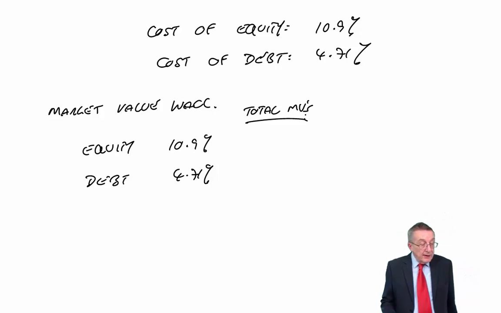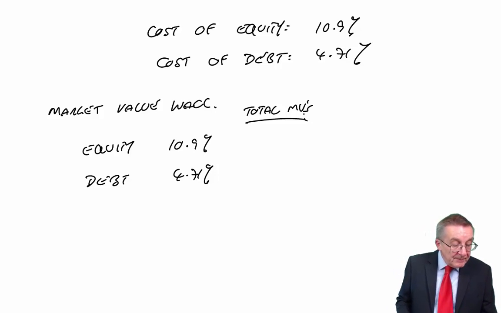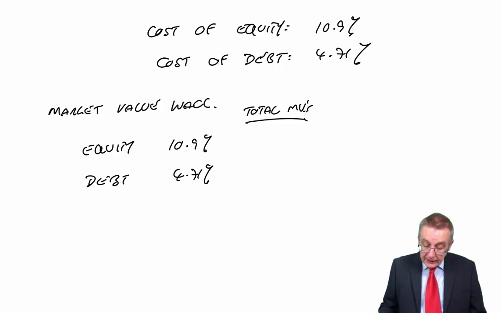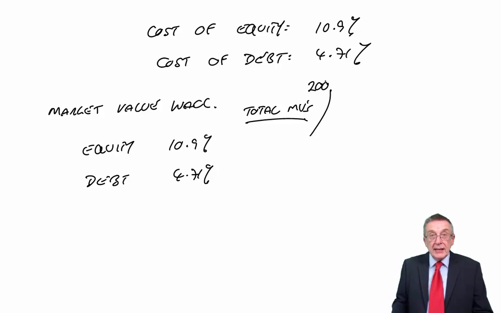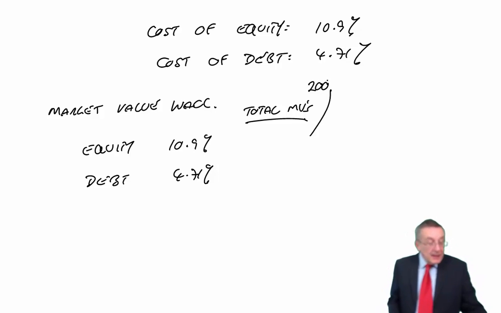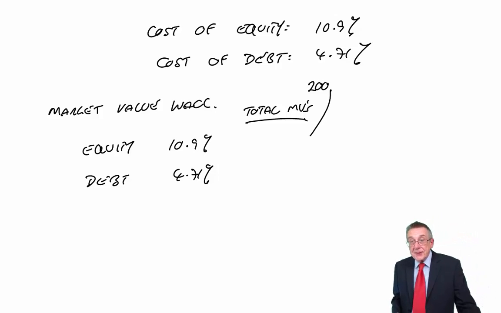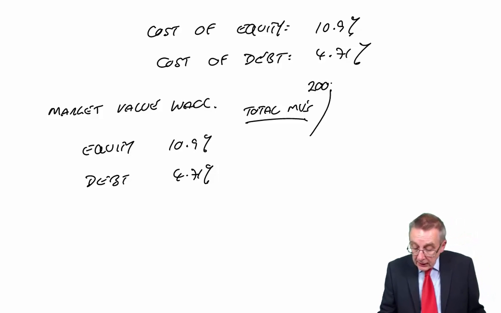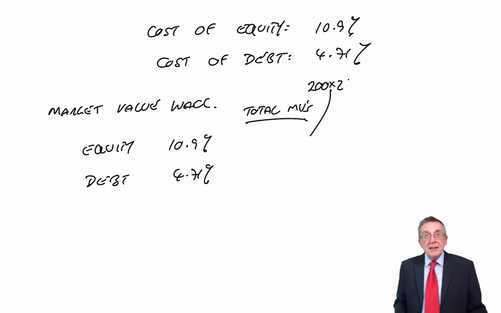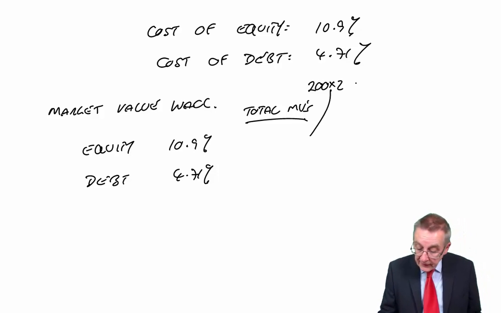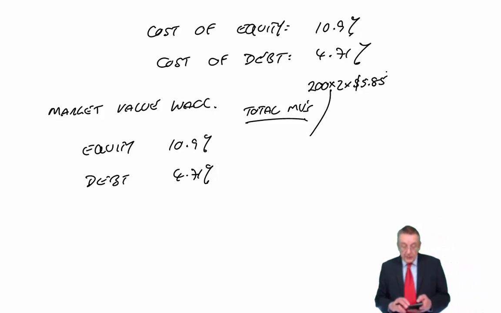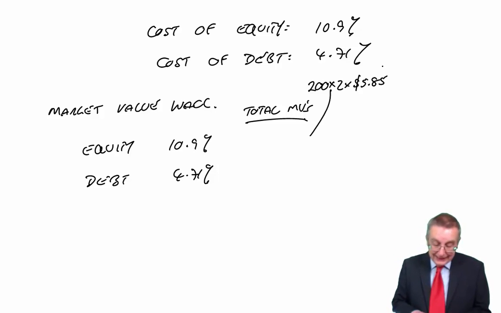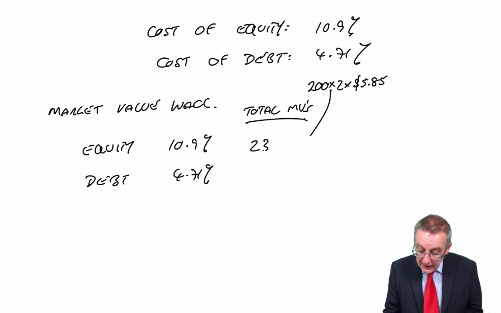Well, what's the total market value? First of all, of the equity. From the statement of financial position, the nominal value in total is 200. I'll work in millions. However, there were 50-cent shares. So if it's $200 million, but they're 50-cent shares, there must be 400 million shares. And the market value per share is $5.85. So the total market value of the equity is 2340.